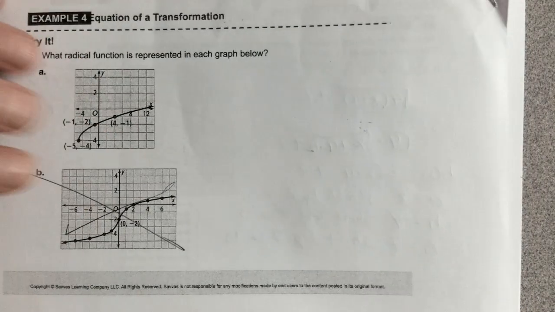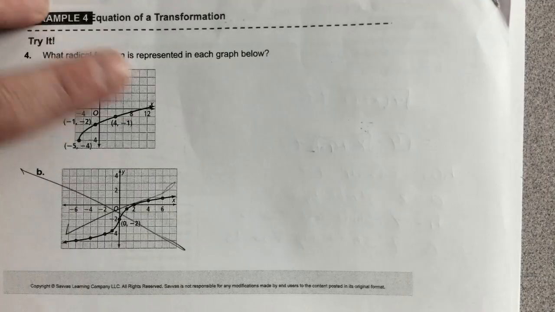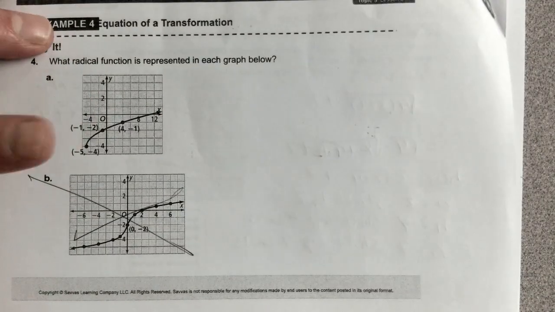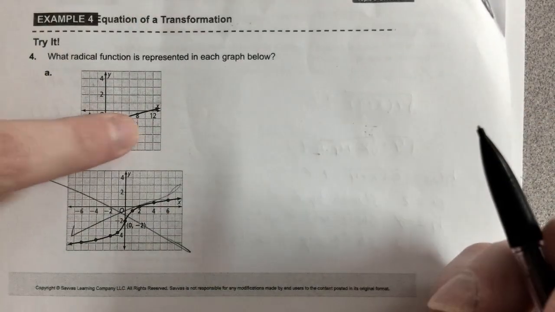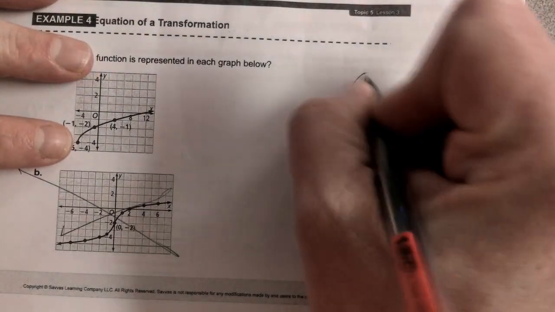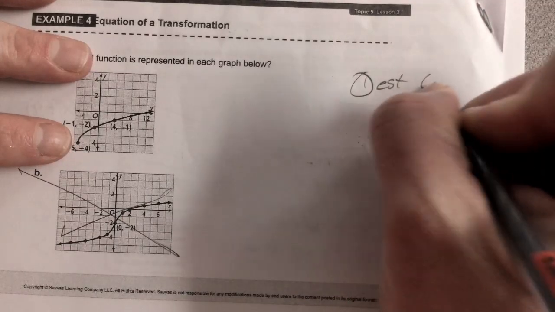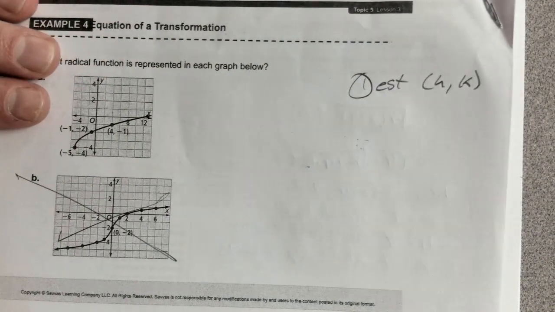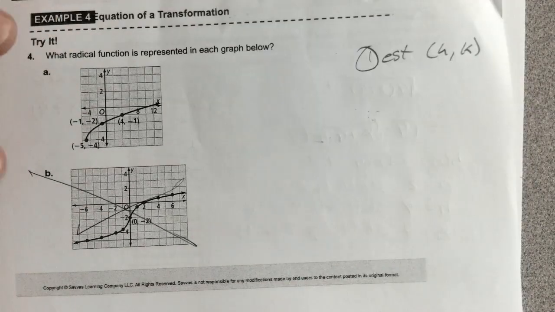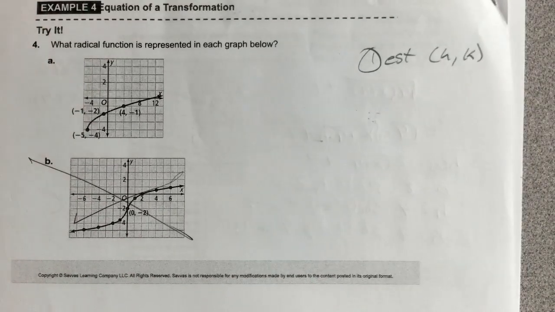All right, so it wants us to write a radical function given a graph. So here's the graph, and we're going to write a function. Whenever we have a graph and we need to write the function, the first thing we want to do is establish h and k. So what is our h and k going to be for a?